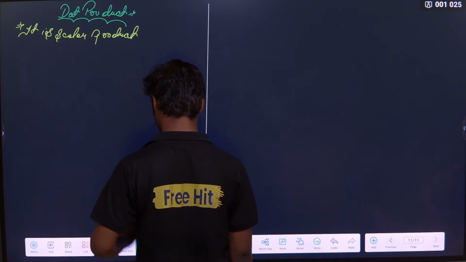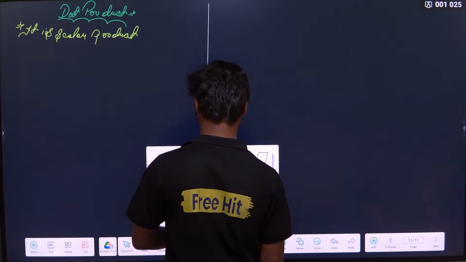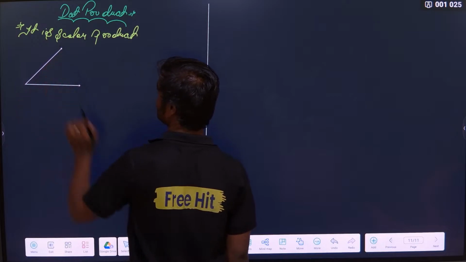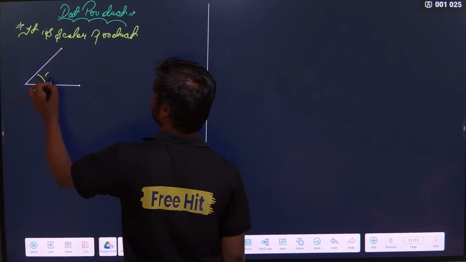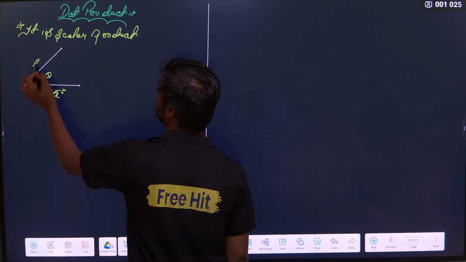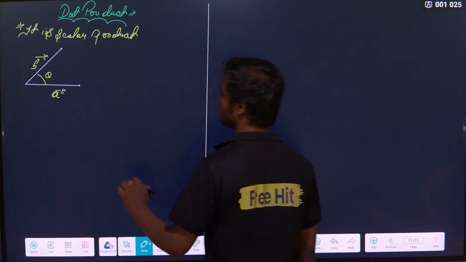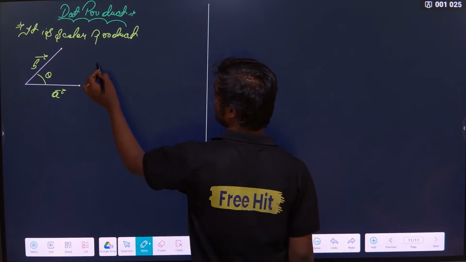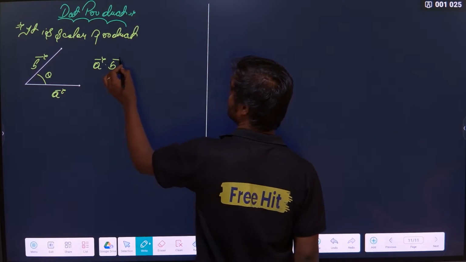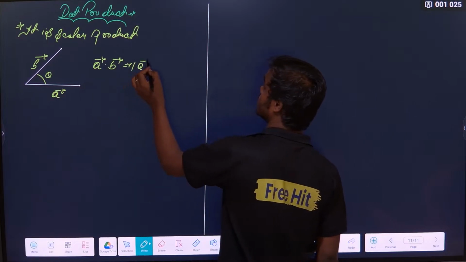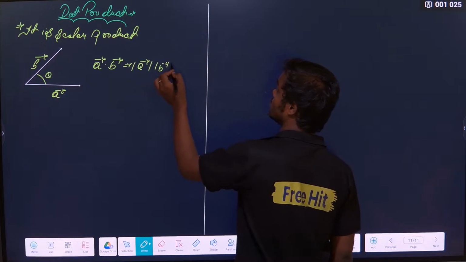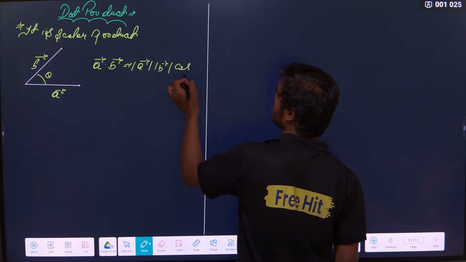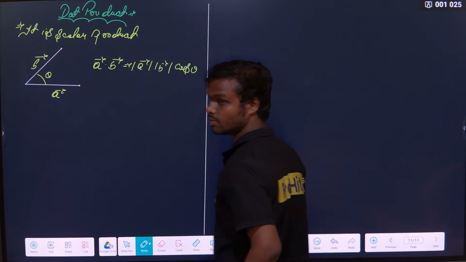How have we defined the dot product? Suppose we have two vectors, vector A and another vector, vector B, and the angle between them is theta. This is my vector A, this is my vector B, and the angle between them is theta. The dot product of these two vectors is written as A dot B vector, and is defined as mod of A vector into mod of B vector into cos theta, where theta is the angle between these two vectors.